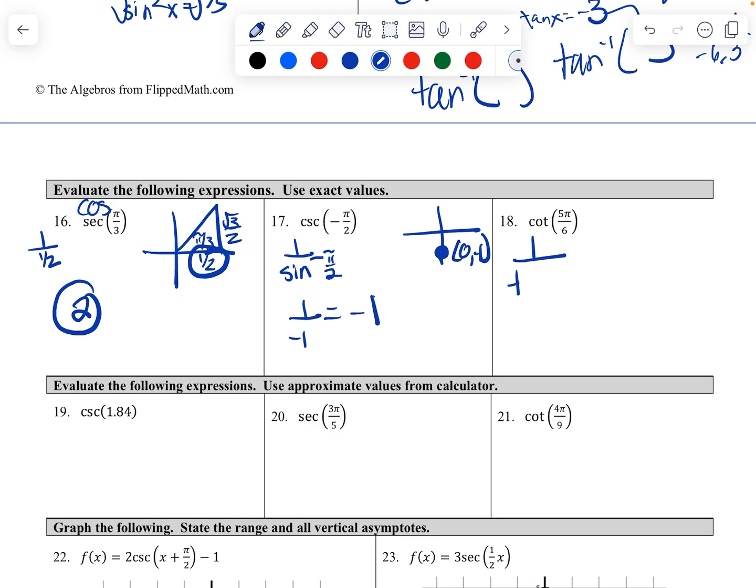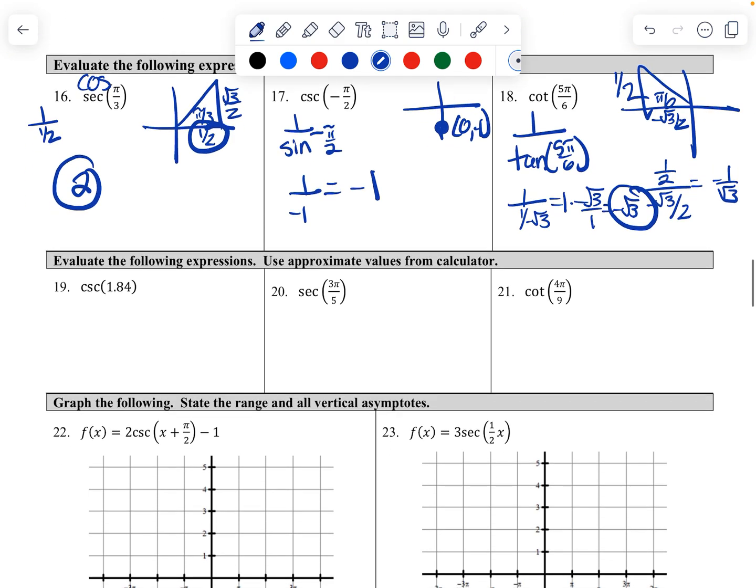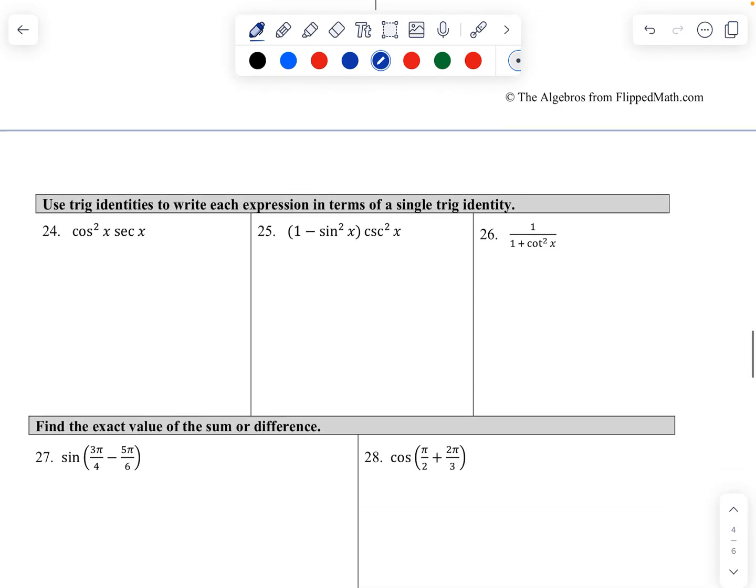So this is 1 over the tangent of 5 pi over 6. So pi over 6, 1/2, negative root 3 over 2. So our tangent, opposite over adjacent. And I know that simplifies to this. So 1 over negative root 3. 1 times negative root 3 over 1 is negative root 3. The next ones you could type in on your calculator. And then we have a couple graphing ones.